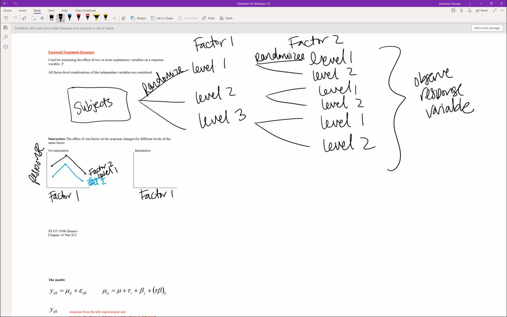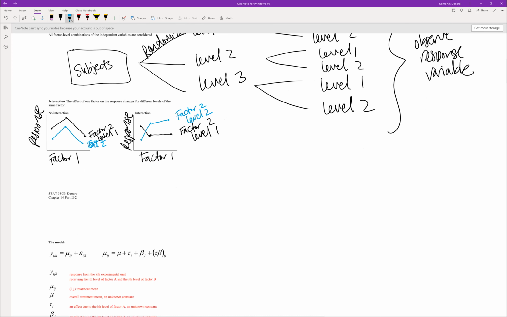However, if we looked at factor 1 and the response, and we saw something that looked like this for factor 2 level 1, but then we saw something that looked like this for level 2, then we would say that there was an interaction, because the relationship between the different levels of the factor and the response changes based on what we saw on factor 2. So how do we model this?